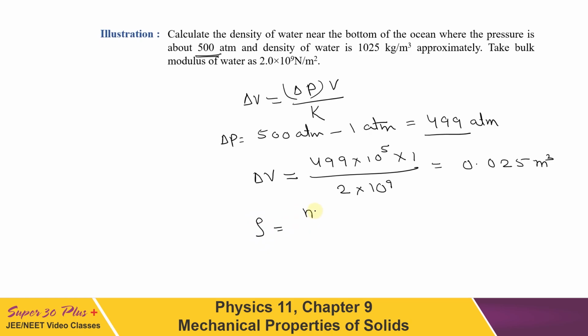It has to be mass upon the volume. And what will be volume? Volume has to be the original volume minus the decrement. So this is V minus delta V. And that can be written as, for 1 meter cube, this value will be 1025 upon 1 minus 0.025. So the answer is 1051 kg per meter cube, which is the density at the depth where pressure has become 500 atmosphere. So density also varies with depth or with height.